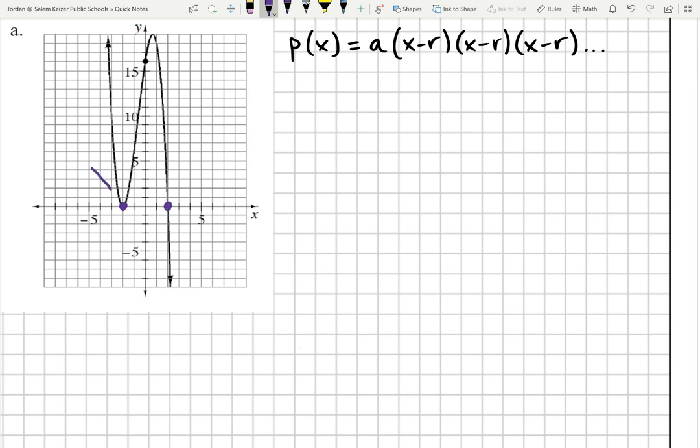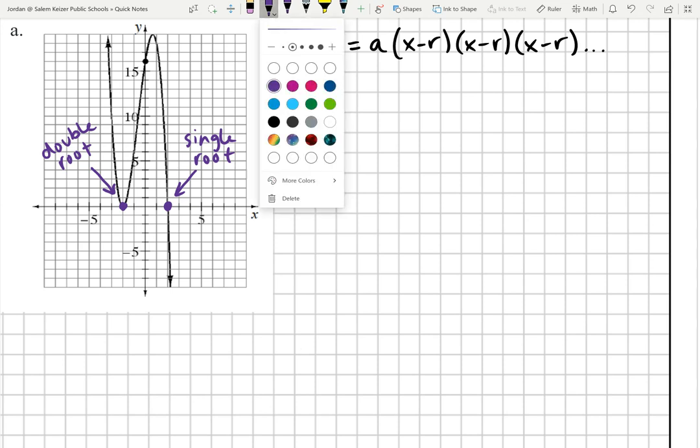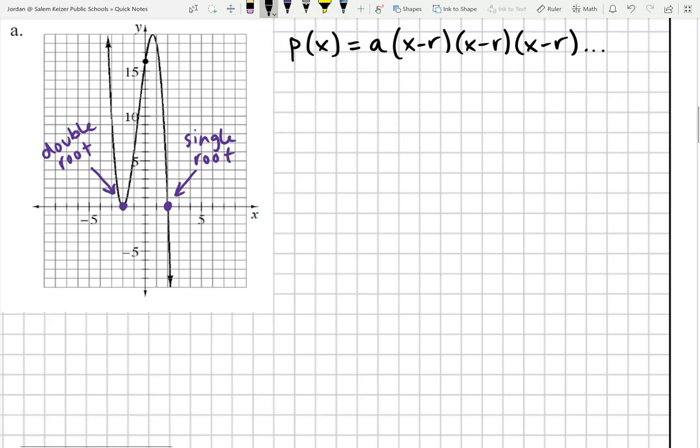Okay, now, if you look at the root on the left, this is what's considered a double root, because of how it behaves at that spot, right? It looks like a parabola at that spot. This root over here is considered just your normal single root. And how we know that is because it just passes through the x-axis. Okay. So when we build our equation, we have to note that.